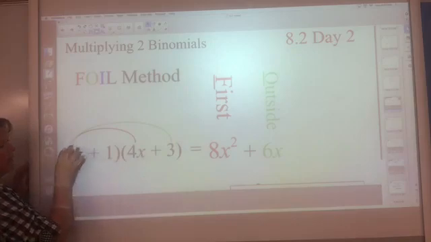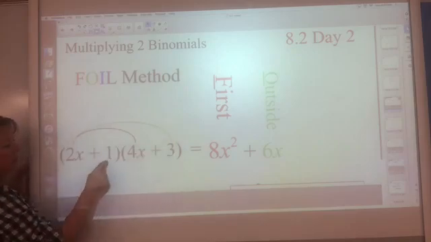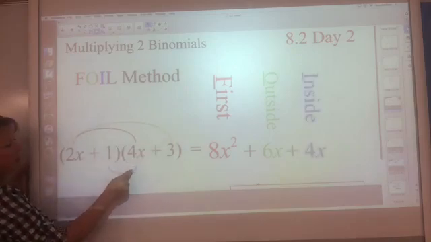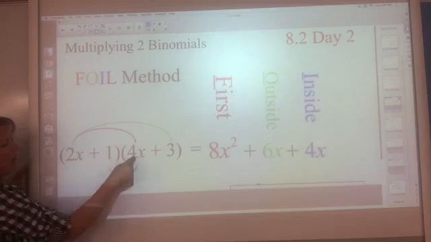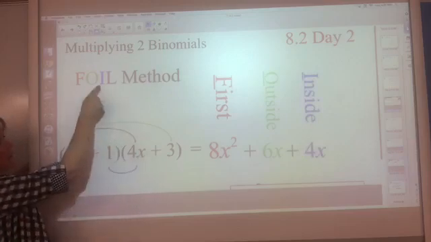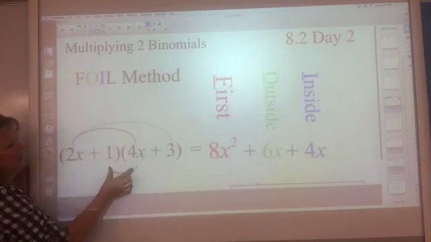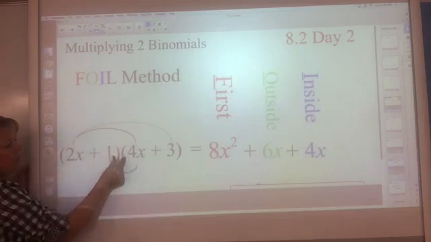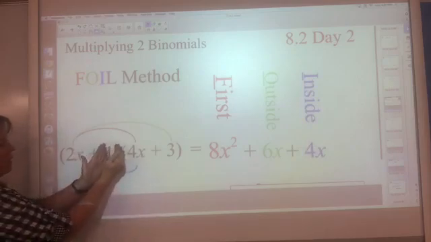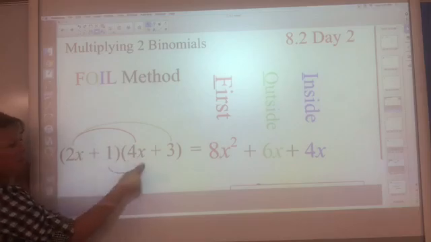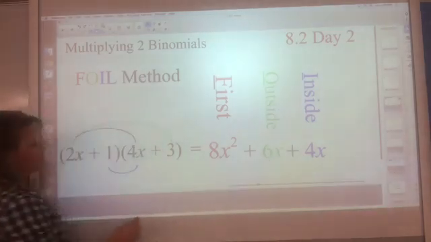Next up, we've taken care of this 2. It's already been used twice. Now we're going to use the 1. The 1 has to be multiplied by this 4x. Well, that's where our I comes in, the inside. The two inside numbers, they're in tight, they're in closest to each other. 1 times 4x is 4x.